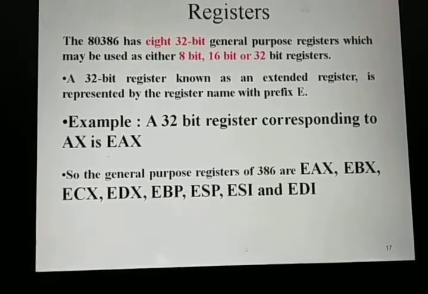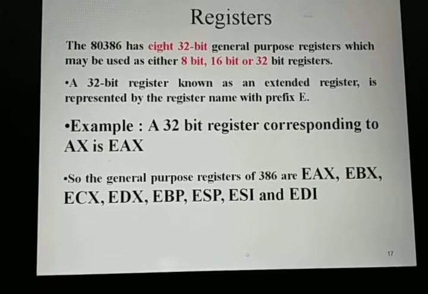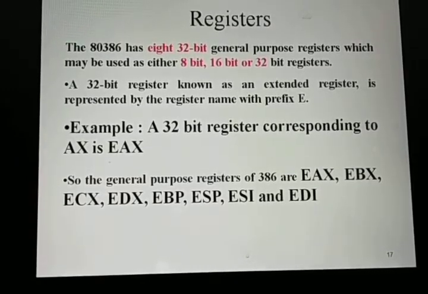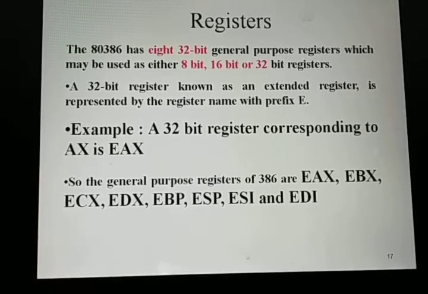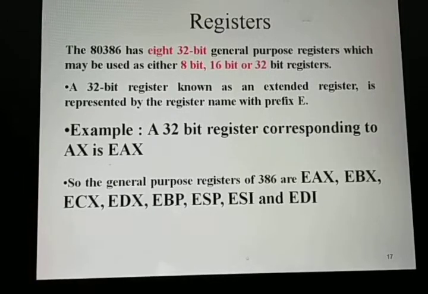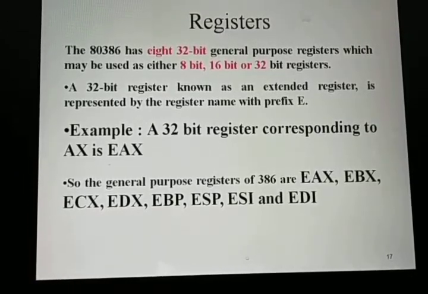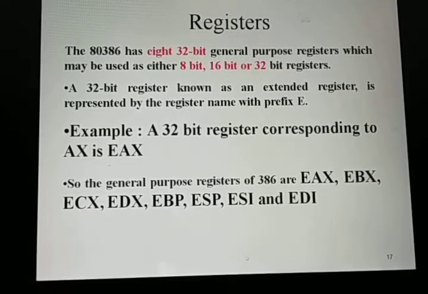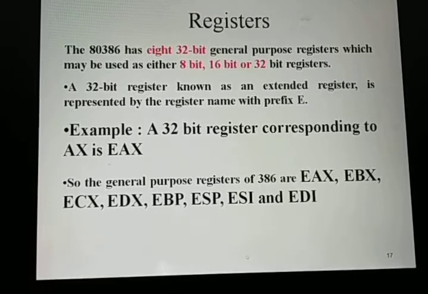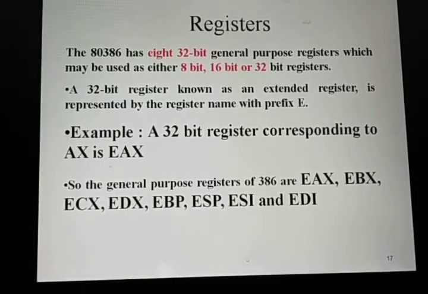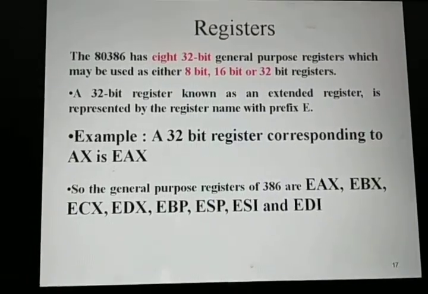So the general purpose registers of the 386 are EAX, EBX, ECX, EDX, base pointer, stack pointer, source index and destination index. So these are your general purpose registers. EAX is the accumulator register, EBX base register, ECX counter register, EDX data register, EBP base pointer, ESP stack pointer, ESI source index and EDI destination index register.